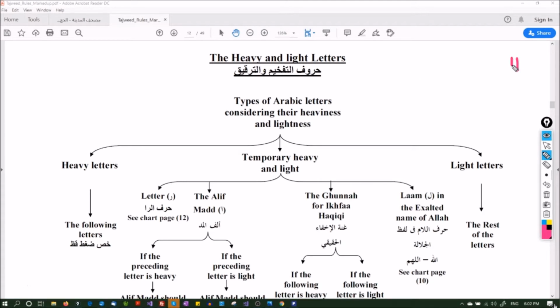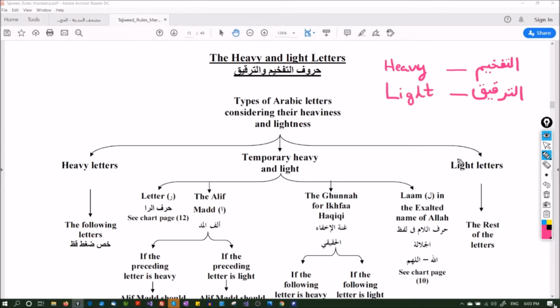التفخيم. تفخيم. Okay. التفخيم is the same as heavy, and الترقيق is light.